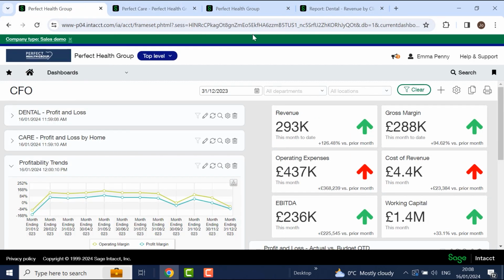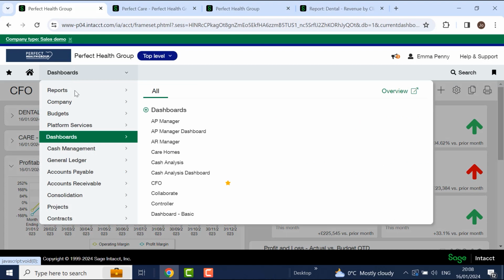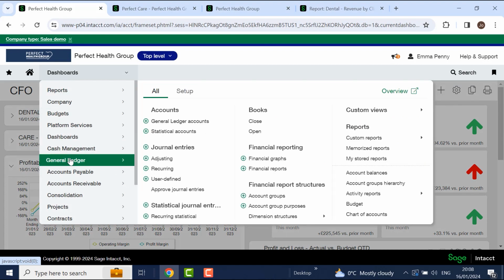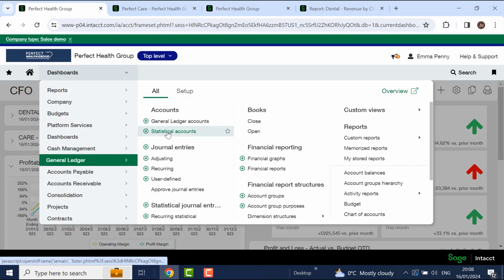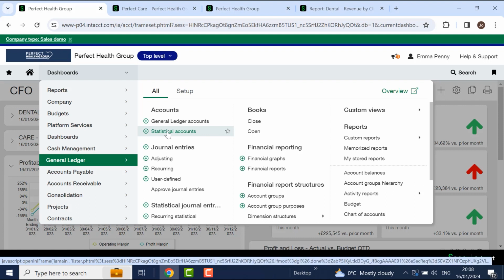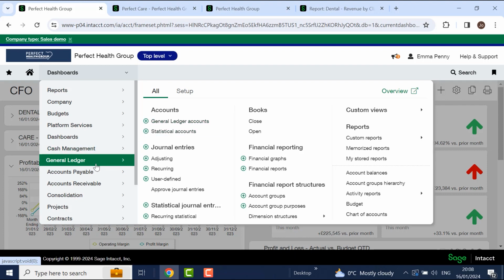Sage Intacct for Healthcare has a number of subscriptions that can support your organization. We have, as seen, a very comprehensive, fully digitalized general ledger that allows you to sort and report your data and analyze it in multiple ways. We also have things like statistical accounts, so we can bring through the number of treatments, the number of patients, the number of beds, and start performing calculations on revenue and cost.